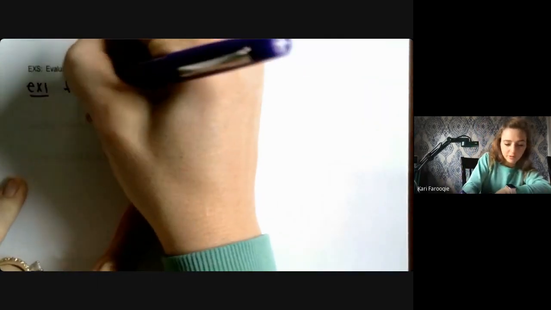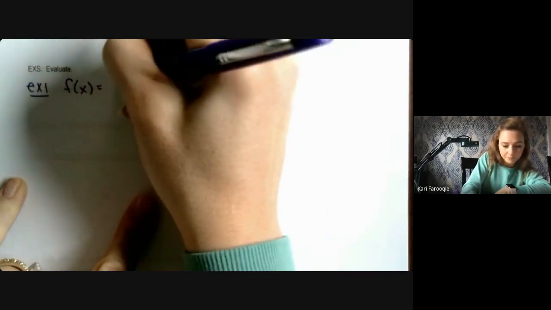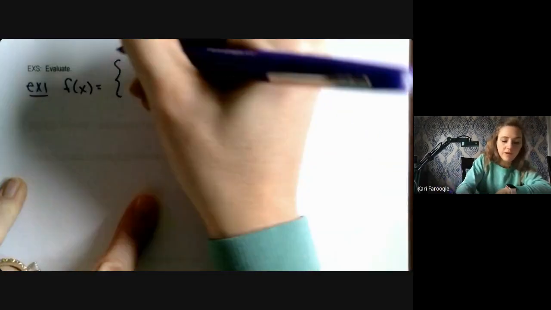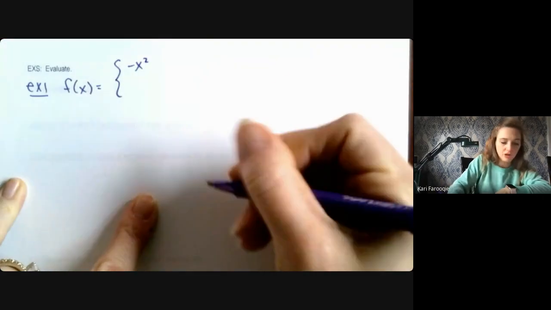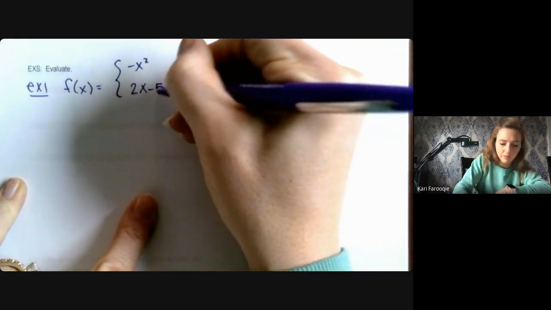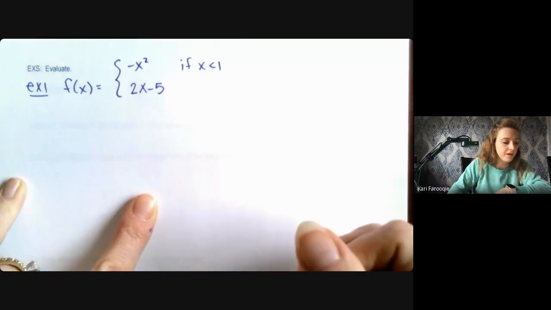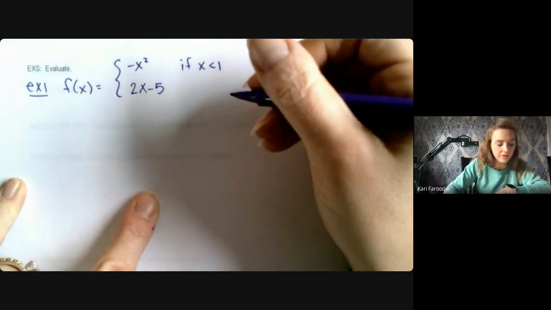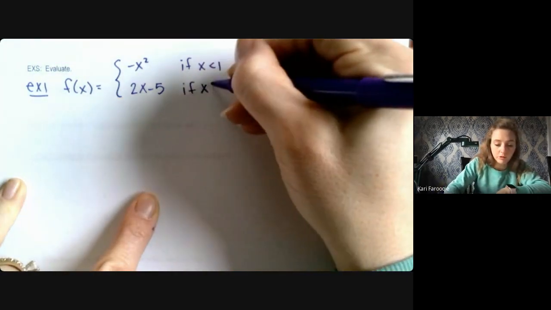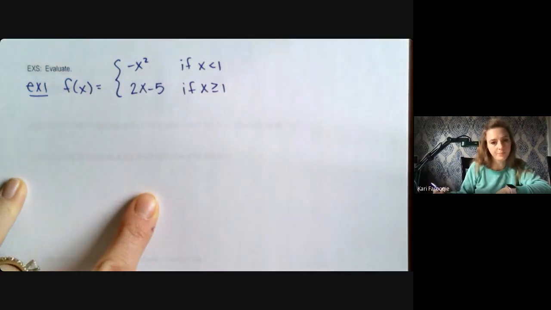Example 1, I'm going to give you a piecewise function because we love them. They're really useful. Negative x squared will be one definition. The other one is going to be 2x minus 5. So we'll look at negative x squared if x is less than 1, and then 2x minus 5 if x is greater than or equal to 1.